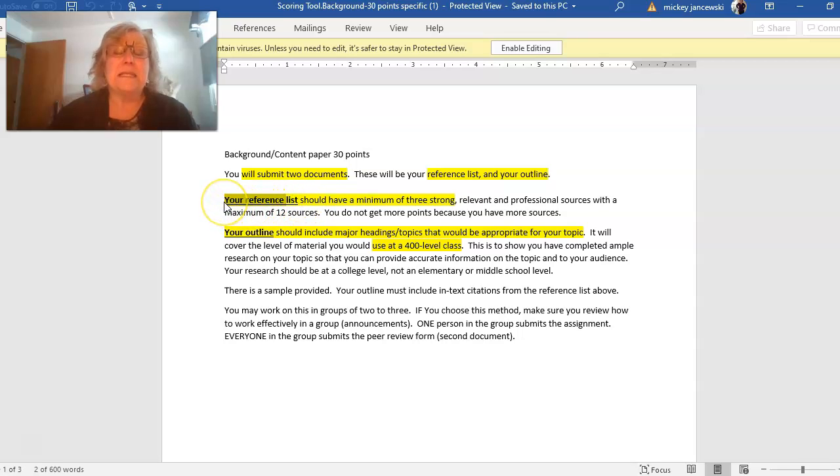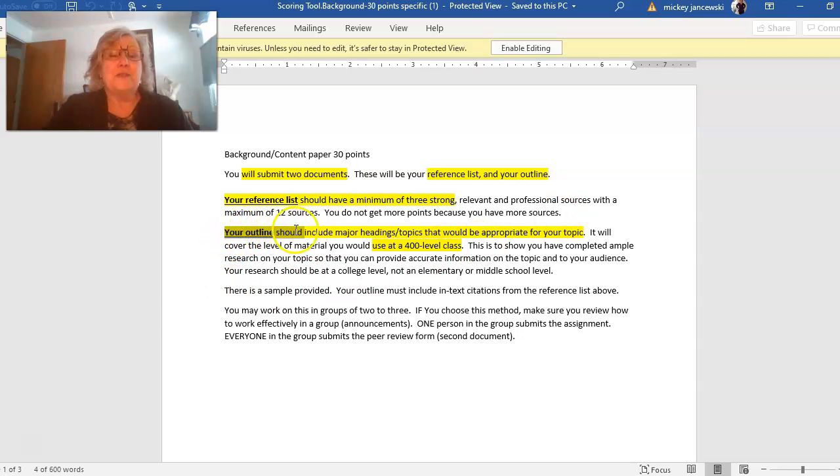Your reference list is in APA format, and it should have a minimum of 3 strong, relevant references that are peer-reviewed or professional websites. You can have a maximum of 12. Those of you who have had me know that more is not necessarily better. You do not get more points because you have more references. You get your reference points because they're strong references.